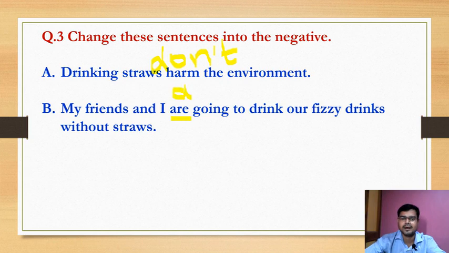Like aren't, we have to write aren't. Okay, the answer is aren't. My friends and I aren't going to drink our fizzy drinks without straws. So we got the negative statement. Understood? Very nice. So please write all the remaining questions' answers. I have given 2 examples and their answers to you.